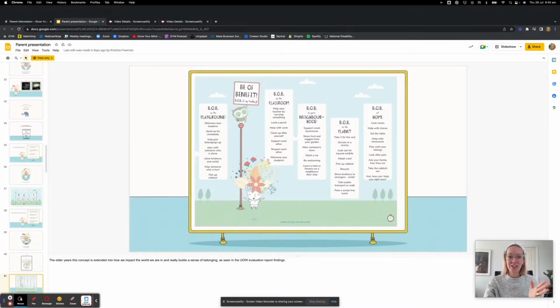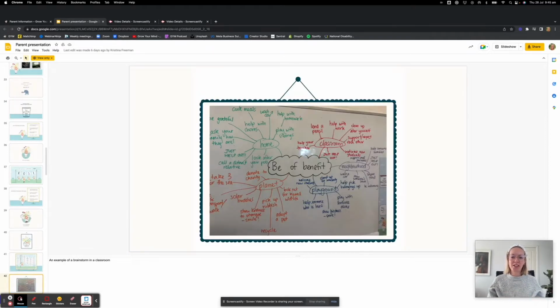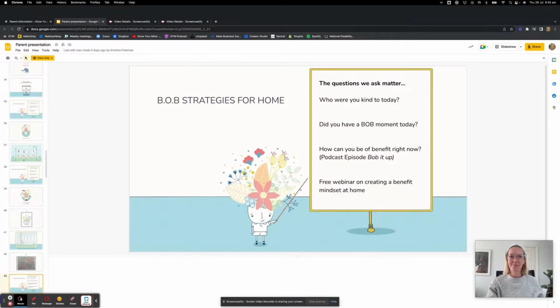As we get older, in the older years, we start looking at the BOB movement, be of benefit. And this may be a great terminology that the parents might like to use at home. How could we be of benefit at home tonight? And we look at different ways you can explore that at school. This is one example of how one class has done that. And some BOB strategies for at home. And asking a simple question, did you have a BOB moment today? How are you of benefit today? As we know that when we have benefit to other people, when we're kind to other people, it's fantastic for our own mental health.